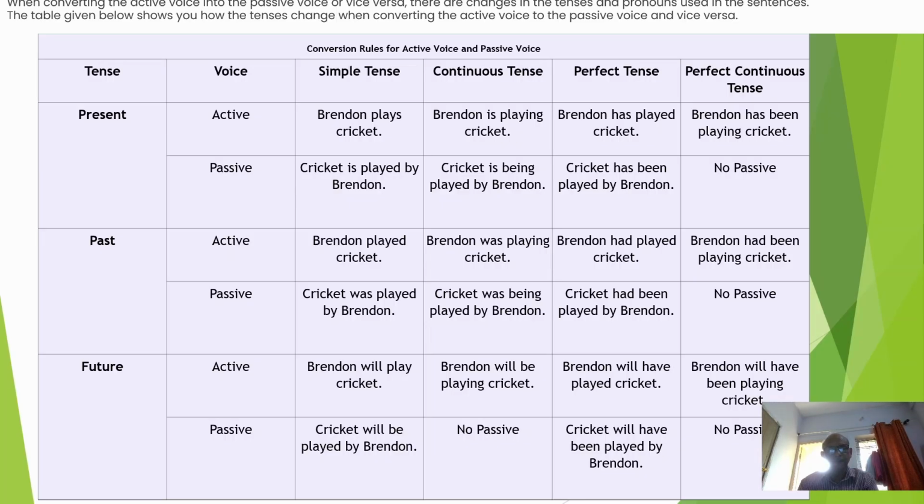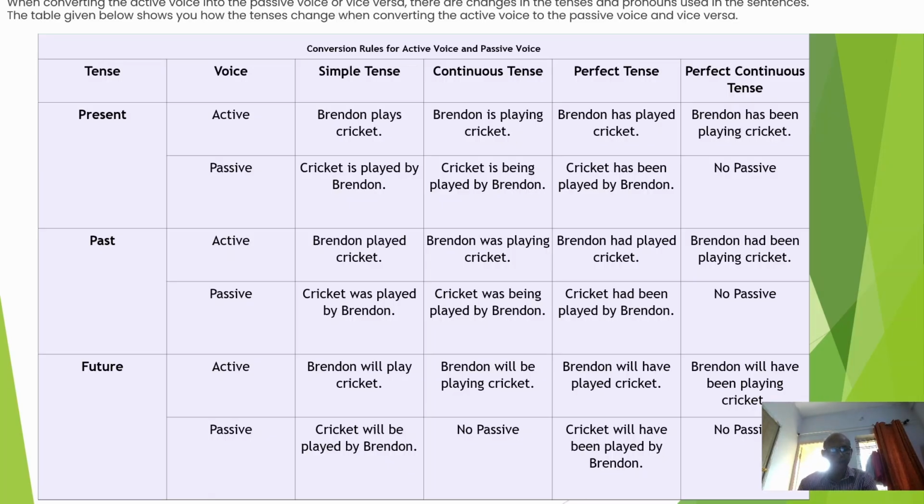Passive: Cricket is played by Brendan. Cricket is being played by Brendan. Cricket has been played by Brendan. No passive for the perfect continuous. Past tense. Active: Brendan played cricket. Brendan was playing cricket. Brendan had played cricket. Brendan had been playing cricket.